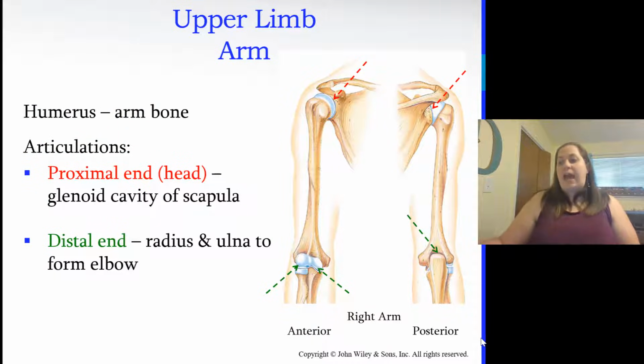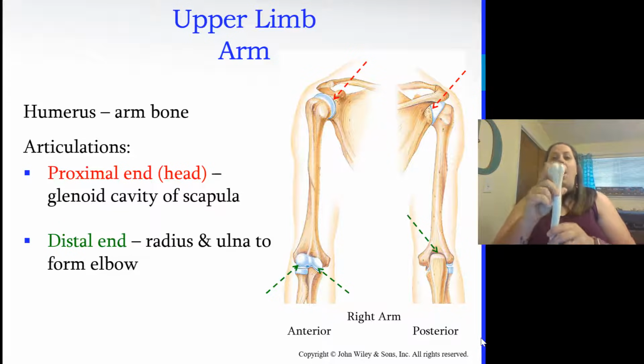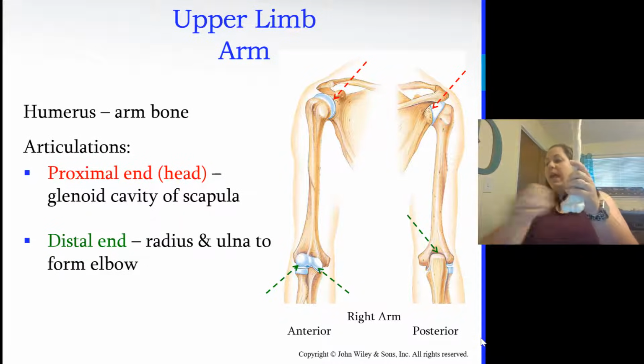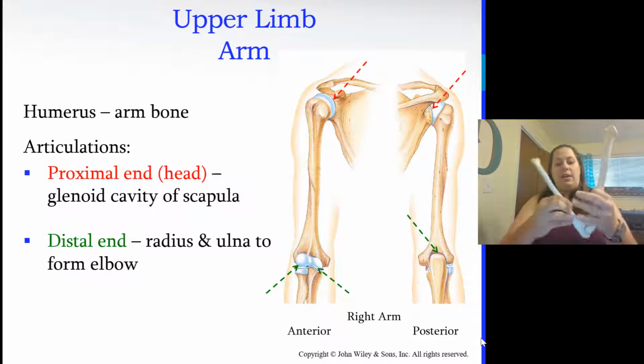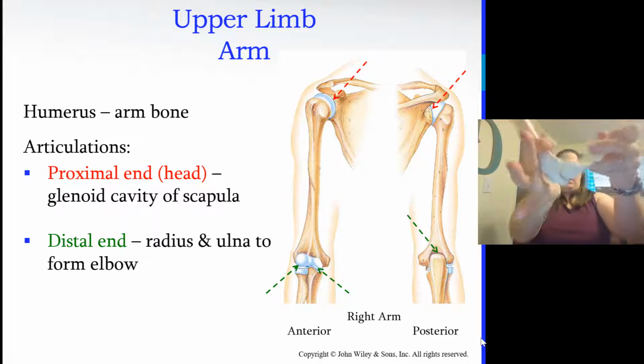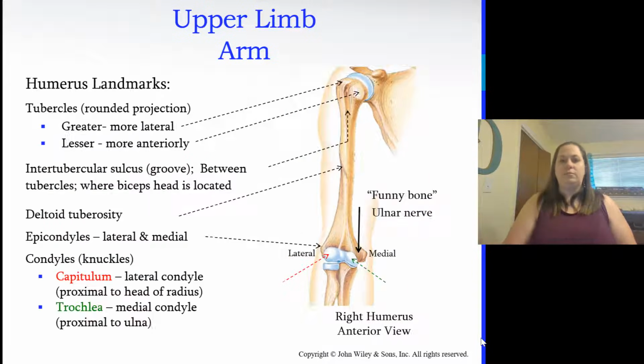So let's take a look at the humerus. With the humerus, this is known as your arm bone, and it is going to have two articulations. It's going to articulate at the proximal end at its head end with the glenoid fossa of the scapula. On the distal end, the far end, it's going to attach to the ulna and radius to form your elbow. And it looks a little something like this, because this is going to help form your elbow. So it's going to allow for that structure on the distal end.